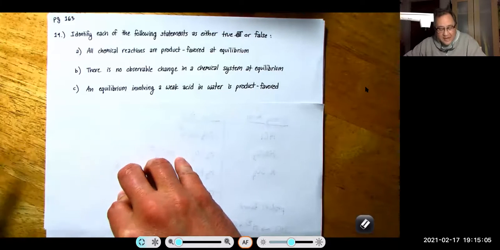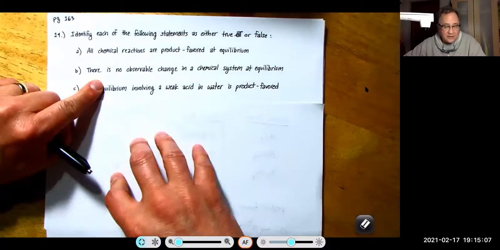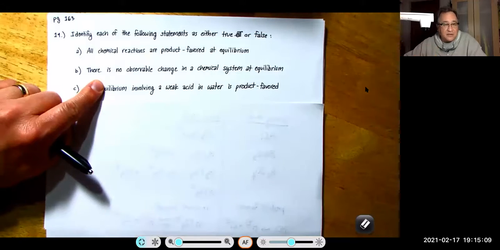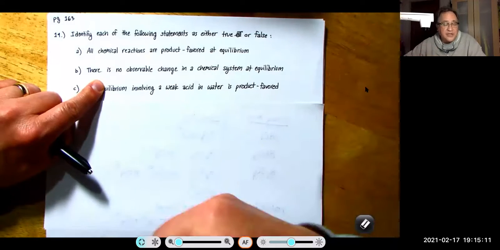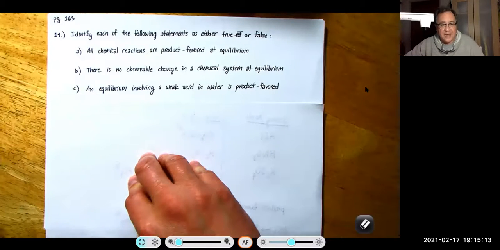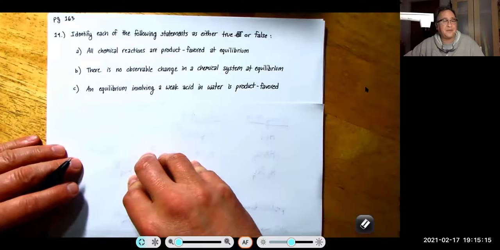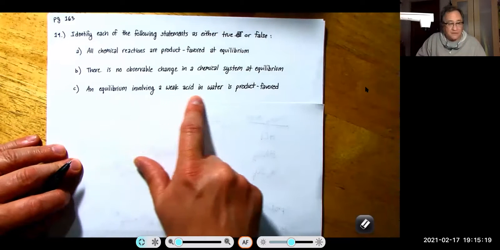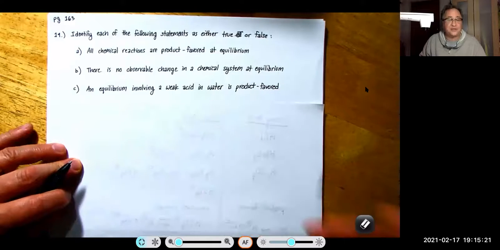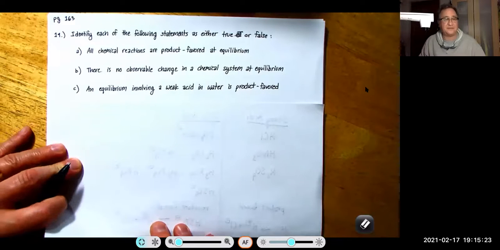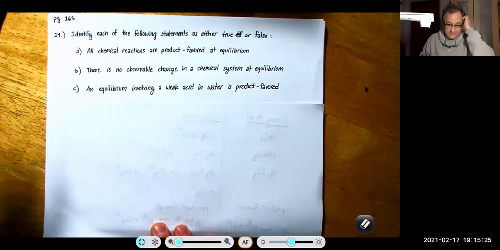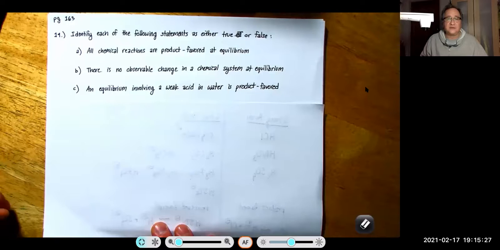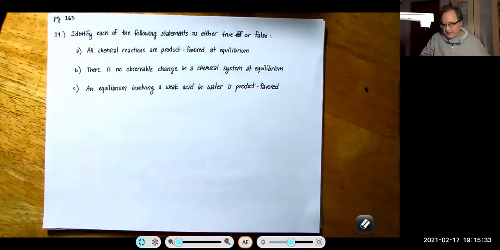The example here is that millionaire who's given me $1 and me who's given the millionaire $1. There's no observable change in the amount of money each of us has. An equilibrium involving a weak acid and water is product favored, and the answer is no, it's reactant favored. Okay. Now I think we're going to quit there.